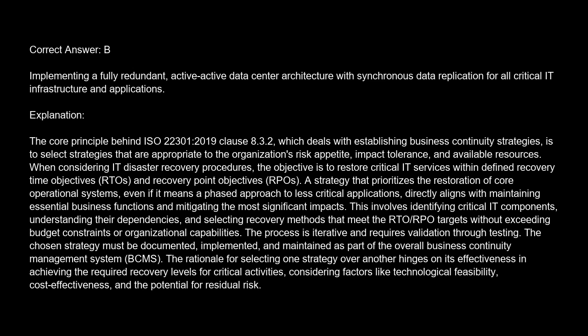This involves identifying critical IT components, understanding their dependencies, and selecting recovery methods that meet the RTO/RPO targets without exceeding budget constraints or organizational capabilities. The process is iterative and requires validation through testing. The chosen strategy must be documented, implemented, and maintained as part of the overall Business Continuity Management System, BCMS. The rationale for selecting one strategy over another hinges on its effectiveness in achieving the required recovery levels for critical activities, considering factors like technological feasibility, cost-effectiveness, and the potential for residual risk.